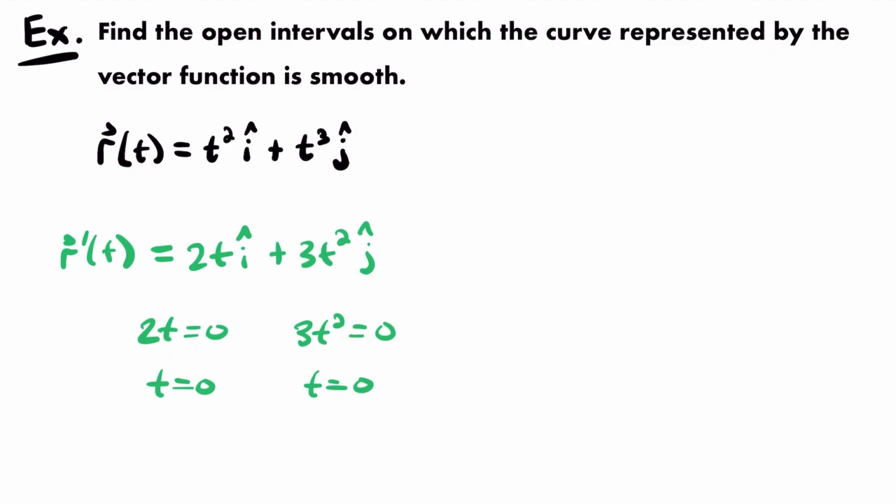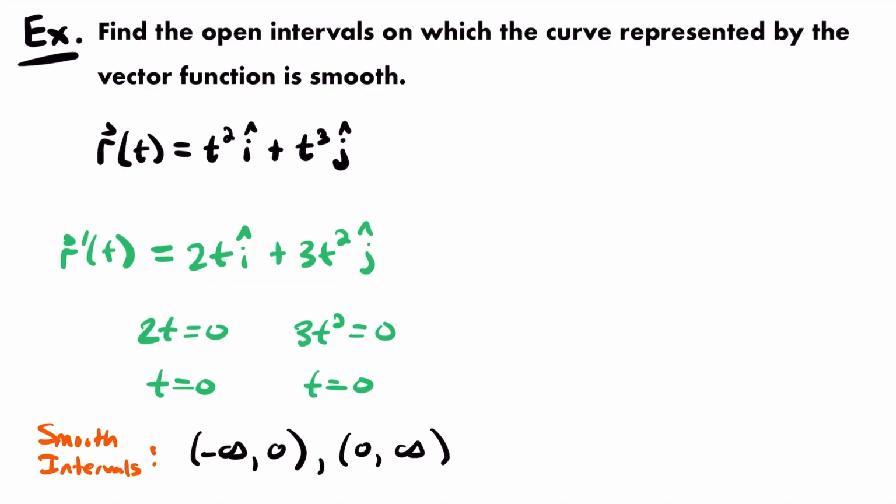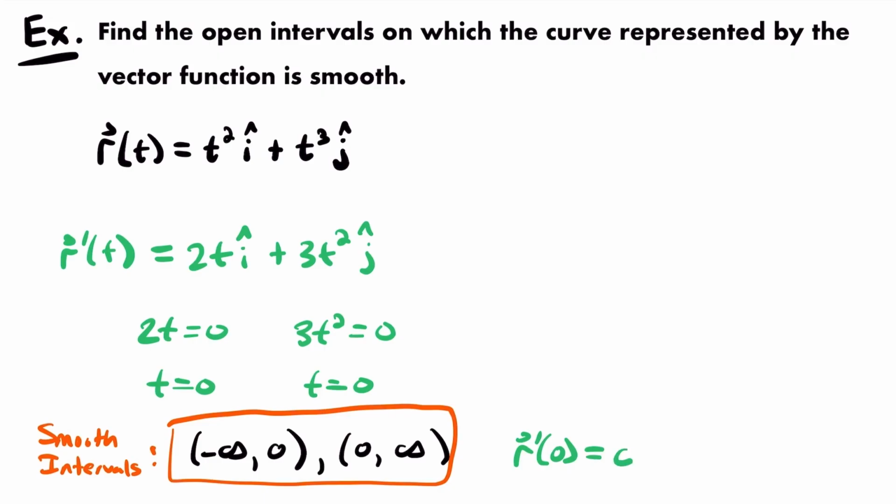All right, but we can include all other values of t from negative infinity to positive infinity because there are no other domain restrictions on this vector function. So here's our final answer. Our smooth intervals will be from negative infinity to 0, not including 0, and then from 0 to positive infinity. Okay, those are the open intervals on which our curve is smooth. All right, and once again, that's because r prime of 0 would be equal to the 0 vector. And when that happens, that value of t is where the curve is not smooth, so we do not include that in our smooth intervals.